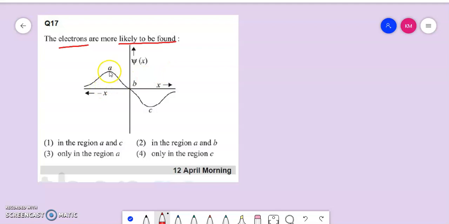See here, in this region the amplitude of the electron wave is maximum, and in this region the electron density is maximum. Whereas the region corresponding to B, if you see, is considered a node. Why? Because it touches the point 0. So you can find the electron density at A as well as at C, but not at B. Option 1 is the correct answer for this. Hope you understand, children. Let's move on to the next question.